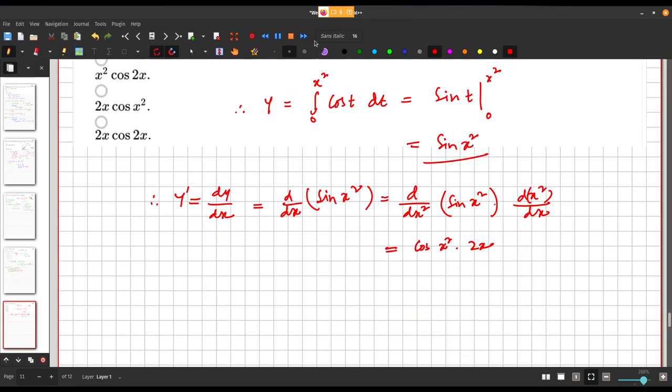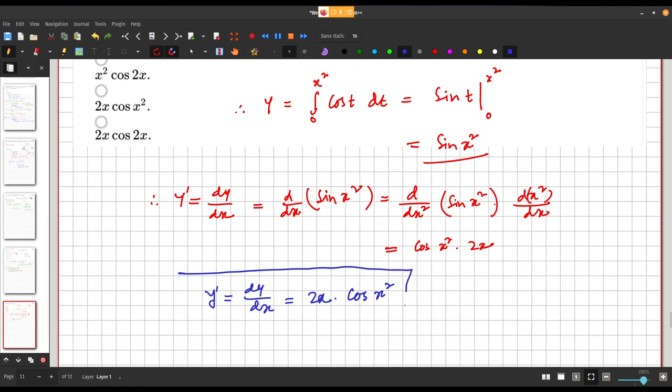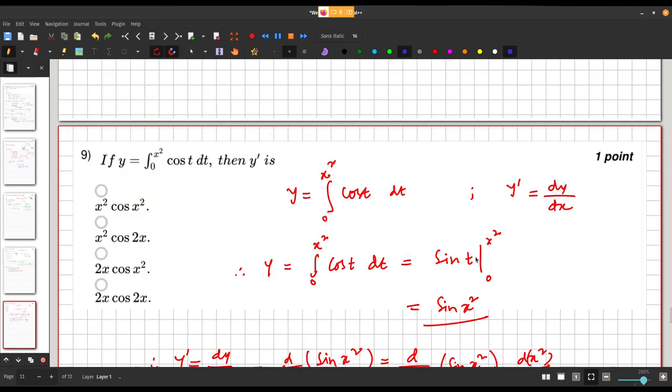So here y dash denoted by dy/dx is equal to 2x times cos x square. Okay, so this is the answer, and let us see the options which were given, and we can see that the third option is the correct one.